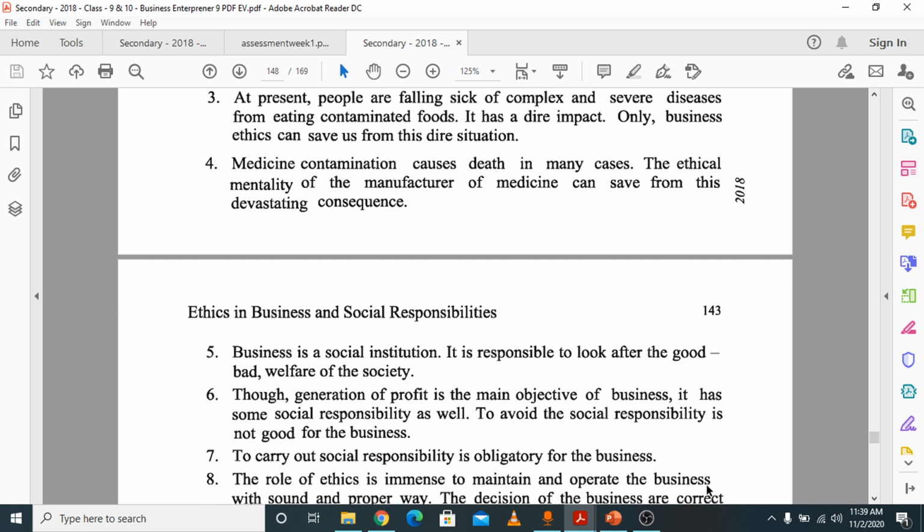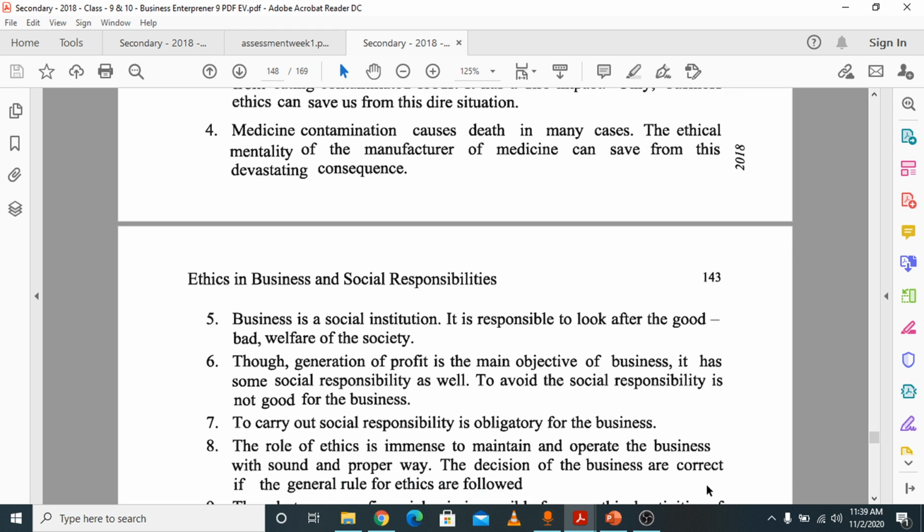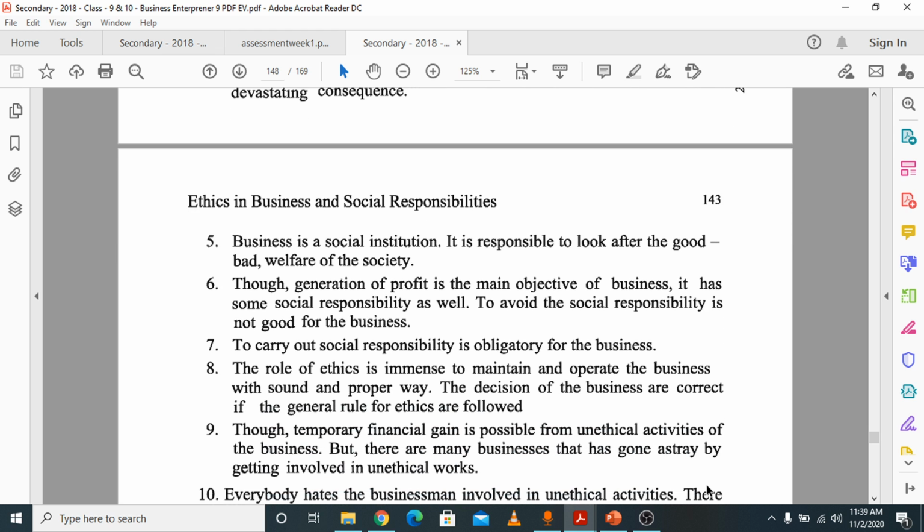Business is a social institution. It is responsible for looking after the good and bad welfare of the society. Though generation of profit is the main objective of business, it has some social responsibility as well. That means a businessman's main purpose is to earn profit, but as a social institution, the businessman should practice some social responsibilities to the society as well. So, number 7, to carry out social responsibility is obligatory for the business. Here it is mentioned that social responsibility is obligatory for the business.